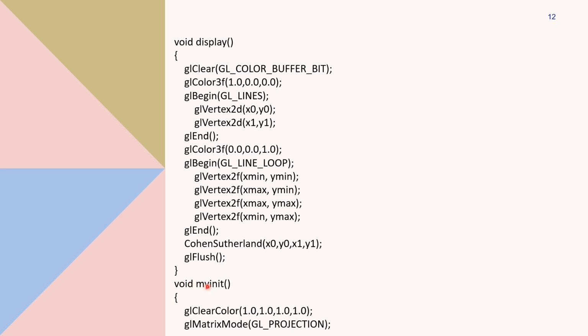Then we have the my init function, which is used to initialize the values. In the my init function we have glClearColor. This function clears the screen to white, meaning the screen turns into a white color. Then we have glMatrixMode, which is used for the projection of the screen to the window.